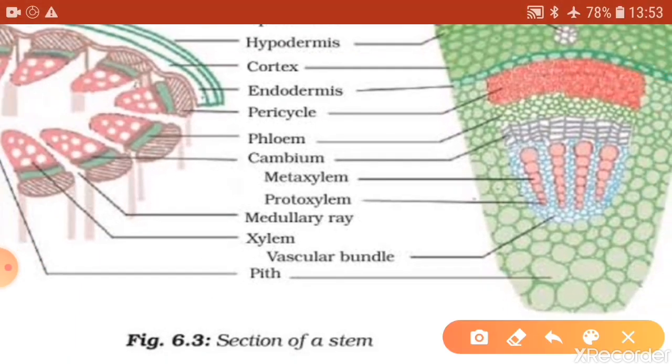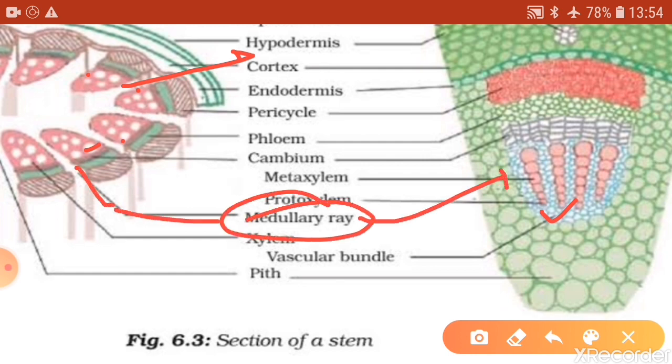So here one vascular bundle is magnified and shown to you. There are many vascular bundles, right? In between the vascular bundles there is a region present. This region which is present in between the vascular bundles is called the medullary ray, and the medullary ray is also made up of parenchyma, right?